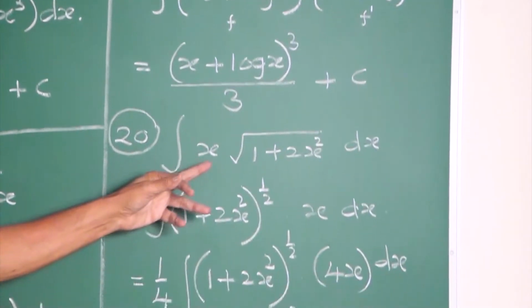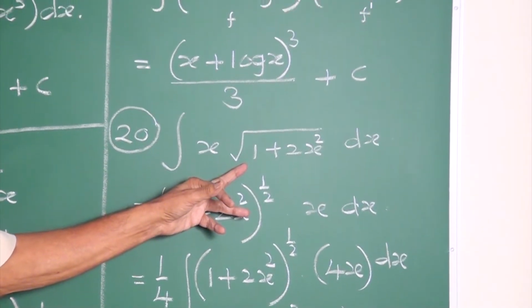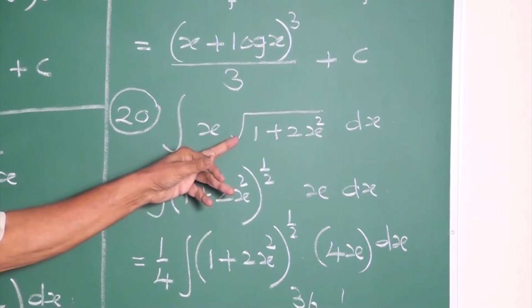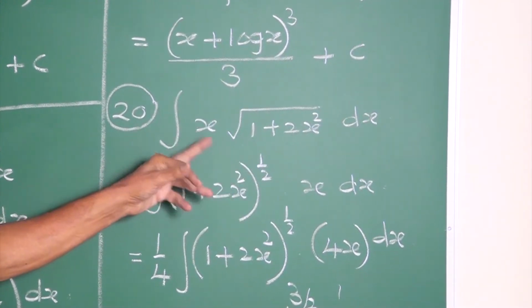Same approach: x into root of 1 plus 2x square dx. It is (1 plus 2x square) with square root written as the power 1 by 2. This x is written here.